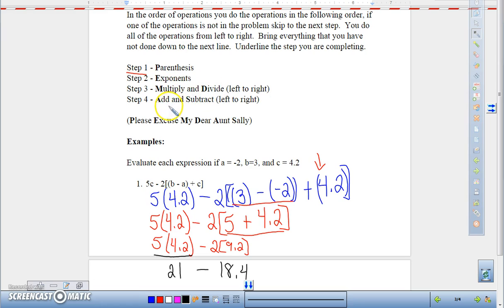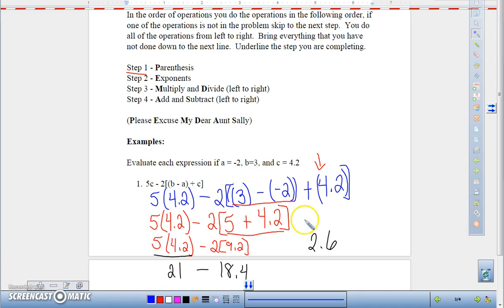And step 4 is adding and subtracting. And so we're going to subtract 21 minus 18.4, which is an answer of 2.6. And that is our correct answer. I had to verify that for a second just to make sure we were right.